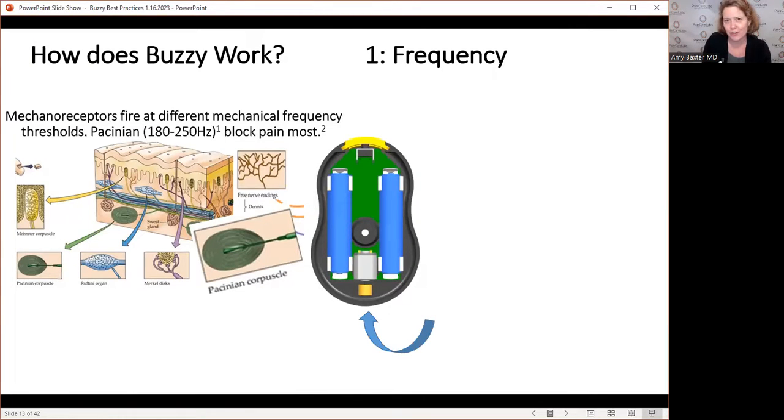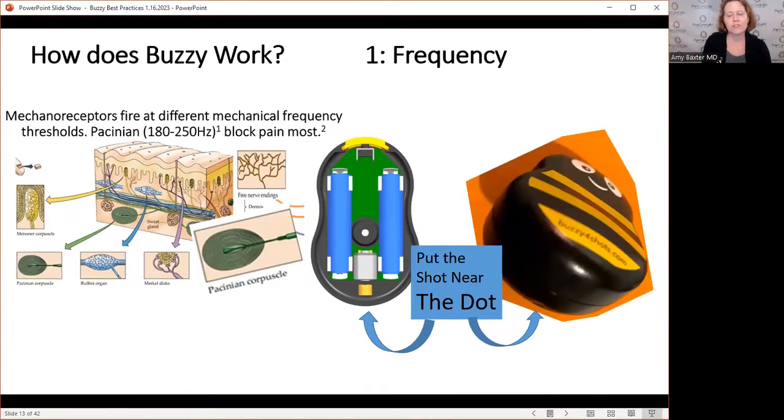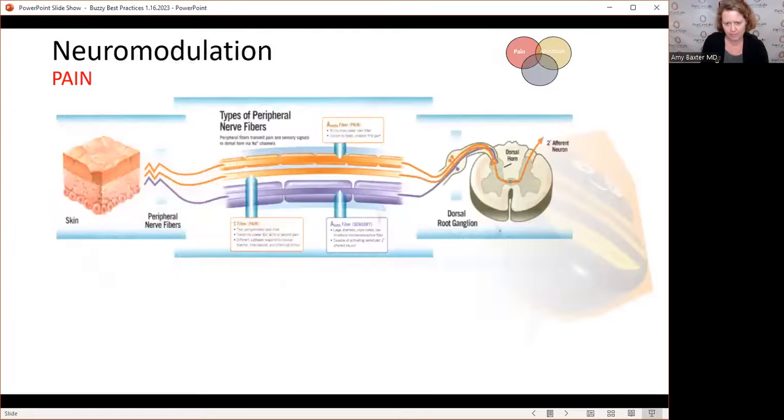So there's the shot near the dot. You can see where that flywheel is. And the reason for it is it's going to push the torque and the energy horizontally into the skin. So this is why we put the shot near the dot. And the ice part of it is combining with the vibration and these touch nerves. So these peripheral nerves here are the ones that are going to go to the spine.